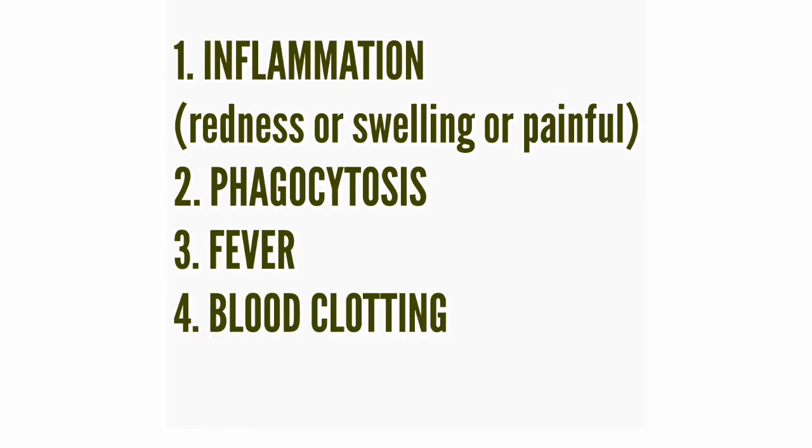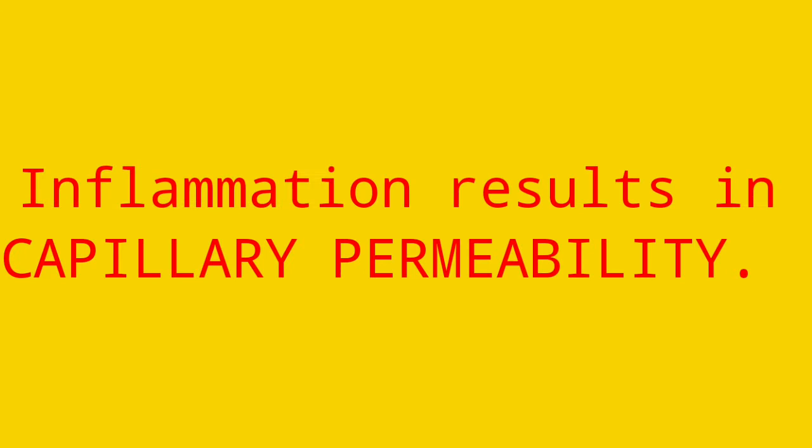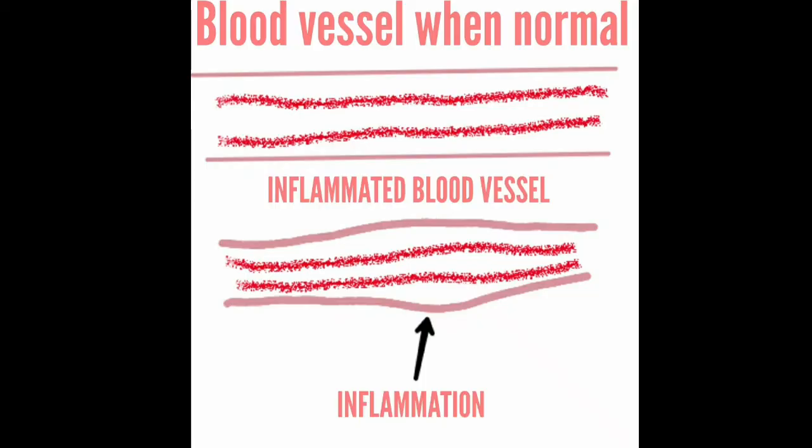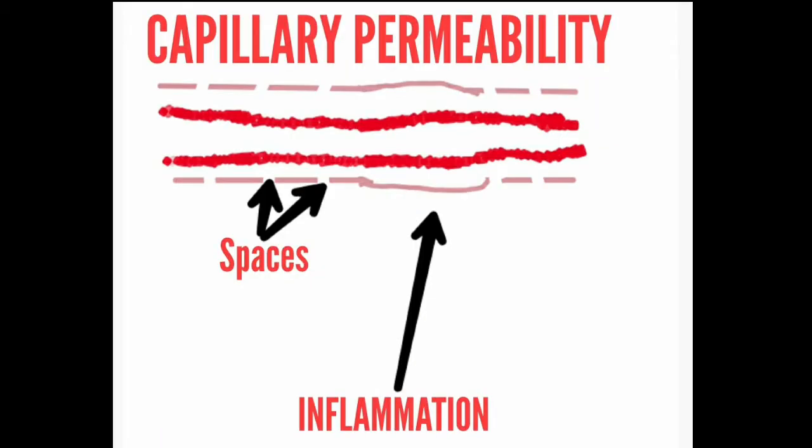Let's know about them one by one. Inflammatory responses. They increase capillary permeability. When capillary permeability occurs, the blood vessels expand, allowing more blood cells to flow, and parallelly the spaces occur in the walls of the blood vessels. This helps in transporting blood cells to the area of infection or attack.